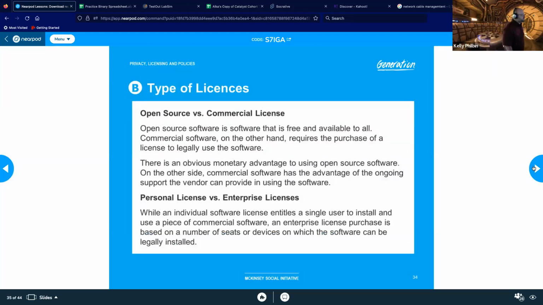So types of licenses, we're going to talk about the open source one like Linux. This software is kind of free and available to all, and then commercial software. So open source, anybody can use it. It may require more technical support than a standard operating system, so be aware of that. If you have the technical ability, it's free to have the Linux software. But again, more will be on your shoulders with regards to technical support. Commercial software requires the purchase of a license to legally use that software.